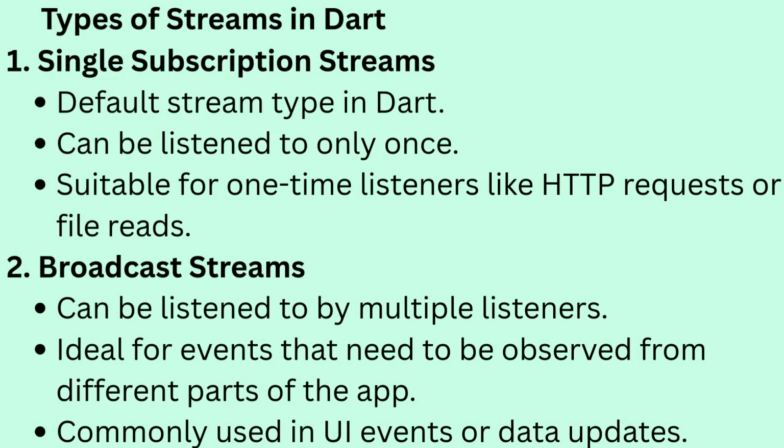The second type is the broadcast stream. This type of stream allows multiple listeners at the same time. It's like a live radio broadcast. Anyone can tune in, anytime, and receive the data as it comes in. Broadcast streams are perfect for UI events like button presses or real-time updates where different parts of the app need to listen to the same event source.